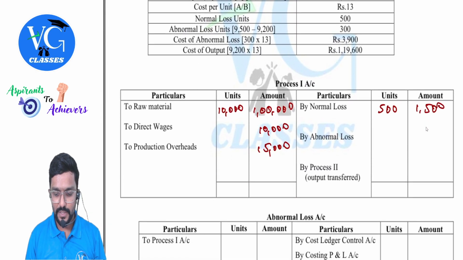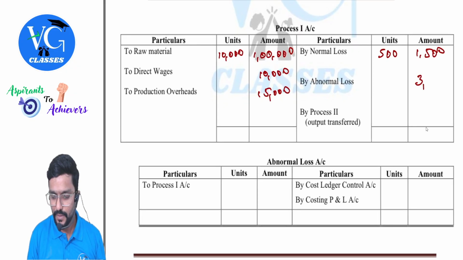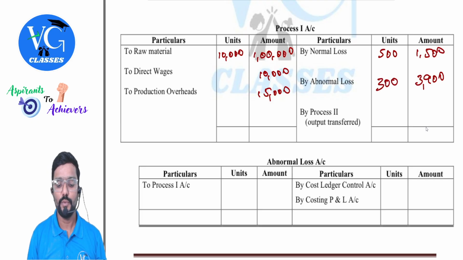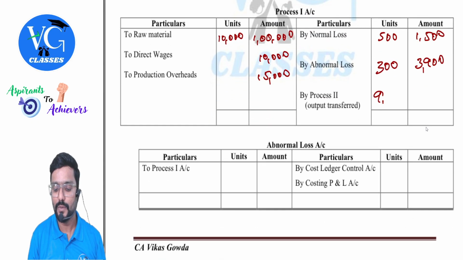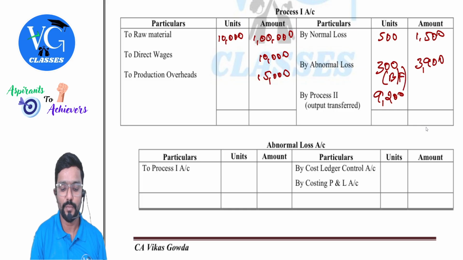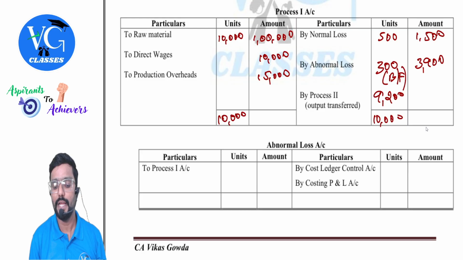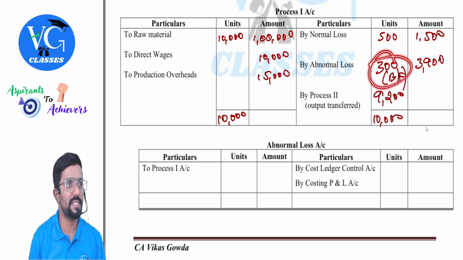Then we have abnormal loss 3,900. What is the unit, sir? 300. Process output is how much, sir? 9,200. Normally, this would be the balancing figure. So, total of 10,000, 10,000. Until I find out abnormal loss, there will be zero here. You find it out as a balancing figure.